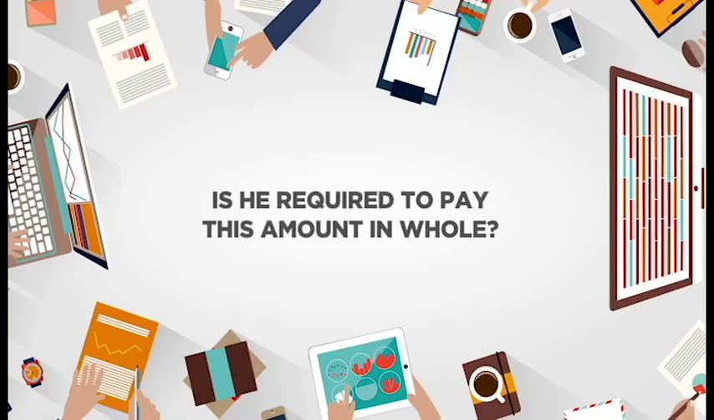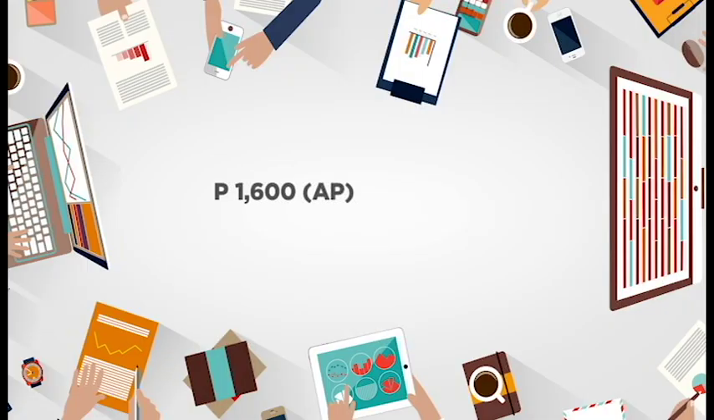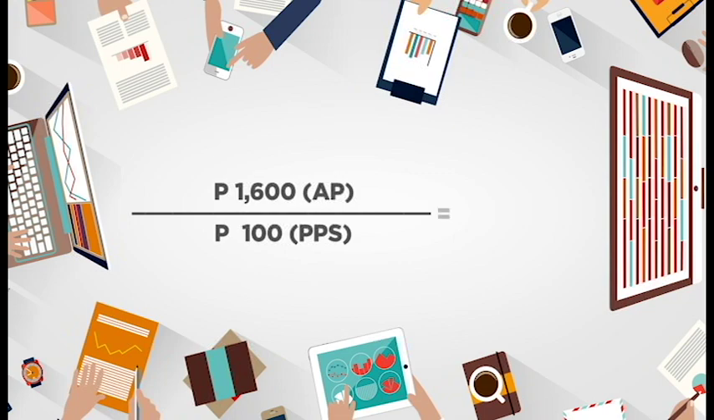Is he required to pay this amount in whole? No. He may give any reasonable amount and pay the remaining balance by installment. The number of pledged shares that a member will pay is called paid-up shares. Suppose Mr. De Dios pays 1,600 pesos. How do we compute for his paid-up shares? Look at the following computation. 1,600 pesos, or the AP, amount paid, divided by 100 pesos, or the PPS, price per share, equals 16, the paid-up shares.